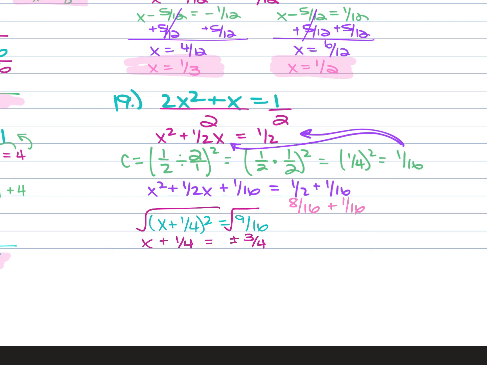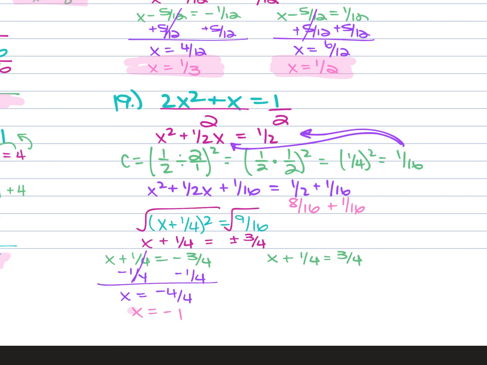I'm going to separate this into two equations. I'm going to have x plus 1/4 is equal to negative 3/4, as well as x plus 1/4 is equal to positive 3/4. We move the 1/4 over by subtracting it from both sides. This is going to give us x is equal to negative 4 over 4, which is x is equal to negative 1. We also are going to have, minus 1/4, x is equal to 2/4, which is just 1/2.